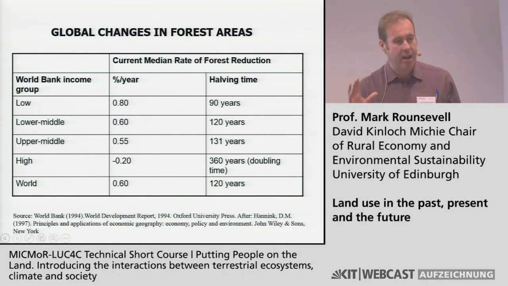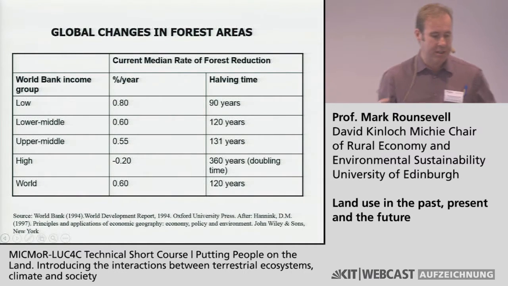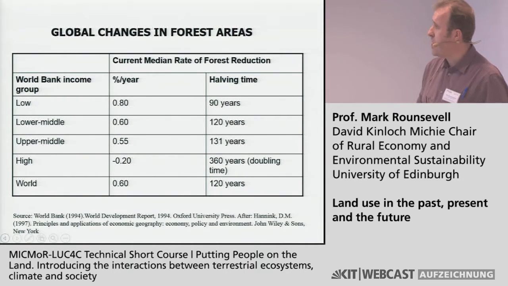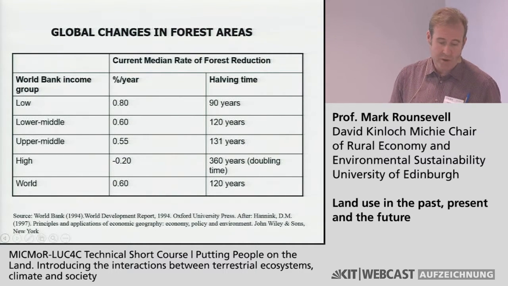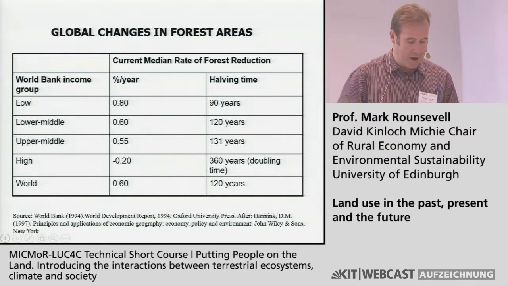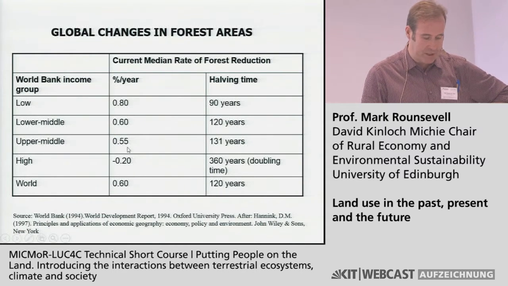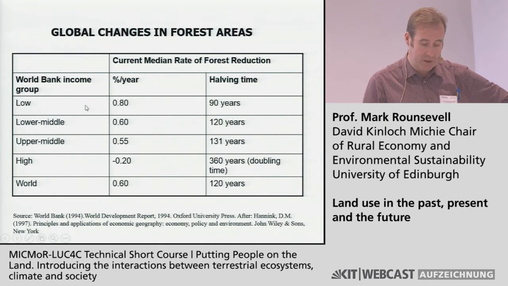So I mentioned to you that there's a different geography of deforestation and reforestation. This is some data from the World Bank, which divides the world according to country groups based on income levels. So what you've got are the low, lower middle, upper middle, high income classes. And what you can see here is the median rate of forest reduction or deforestation, which, as you can see from this table, is highest in the low-income countries. This gives a halving time of forest areas of 90 years. If you look down at the high-income countries, then you have a negative value, so actually you're getting reforestation, a negative deforestation.